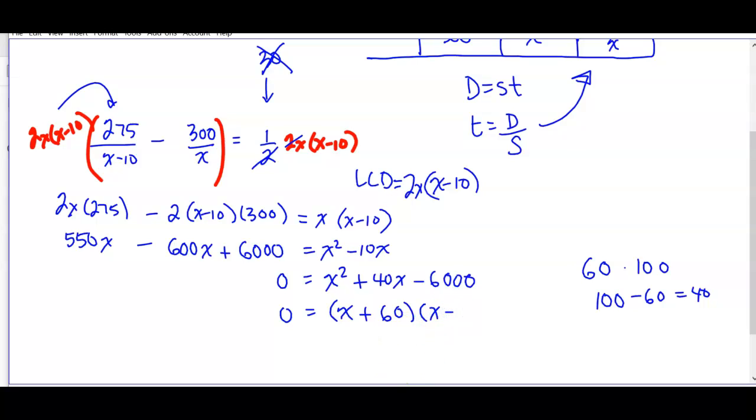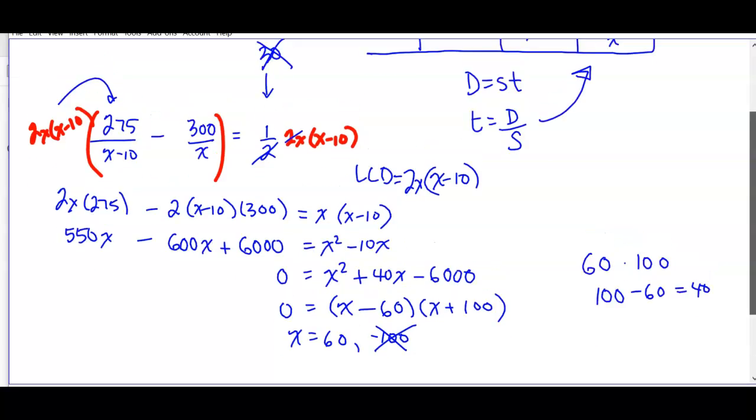Oh, sorry. Minus 60, x plus 100. So x equals 60 or negative 100. Negative doesn't make sense for this problem. So x is going to be 60.